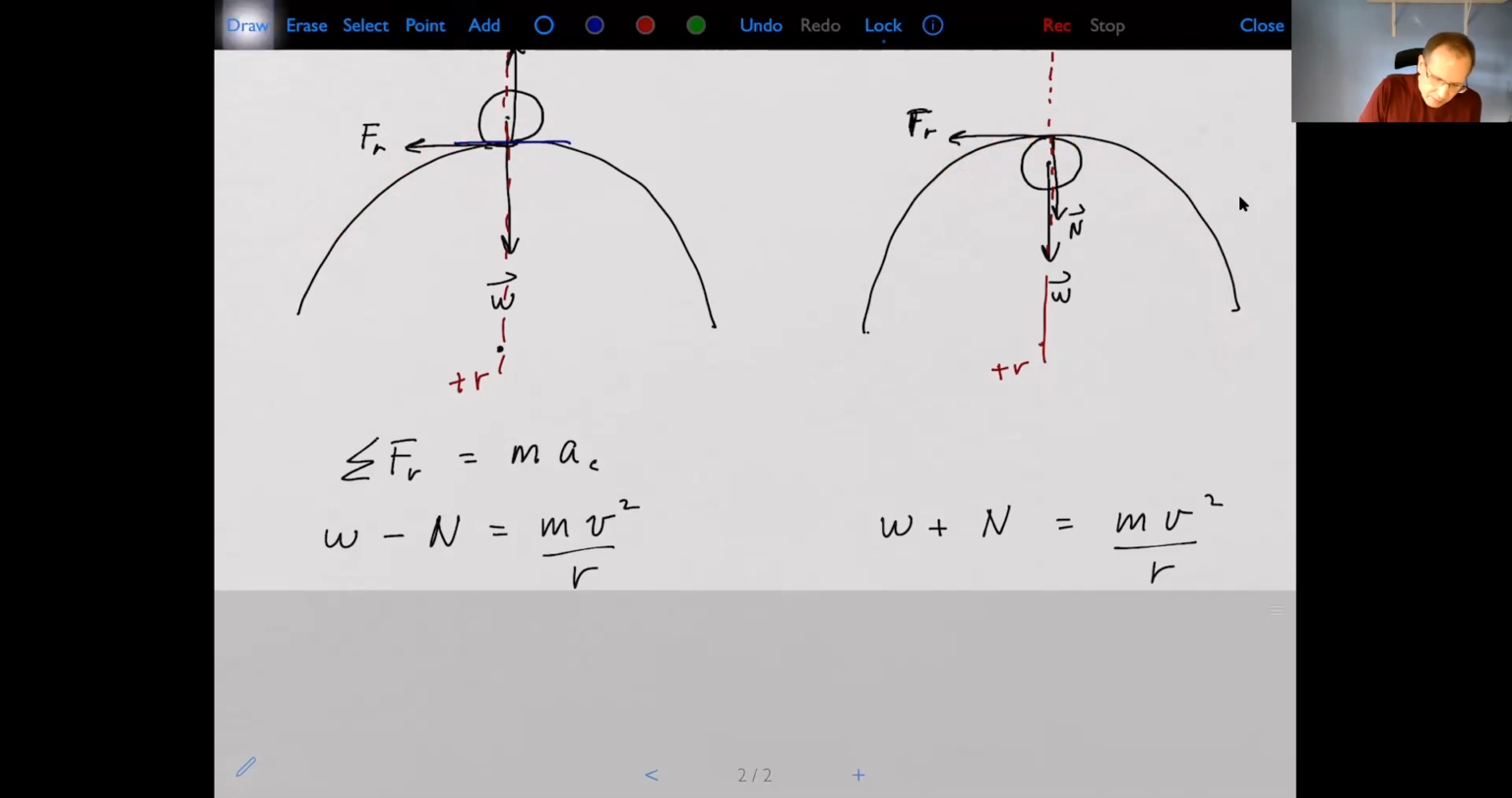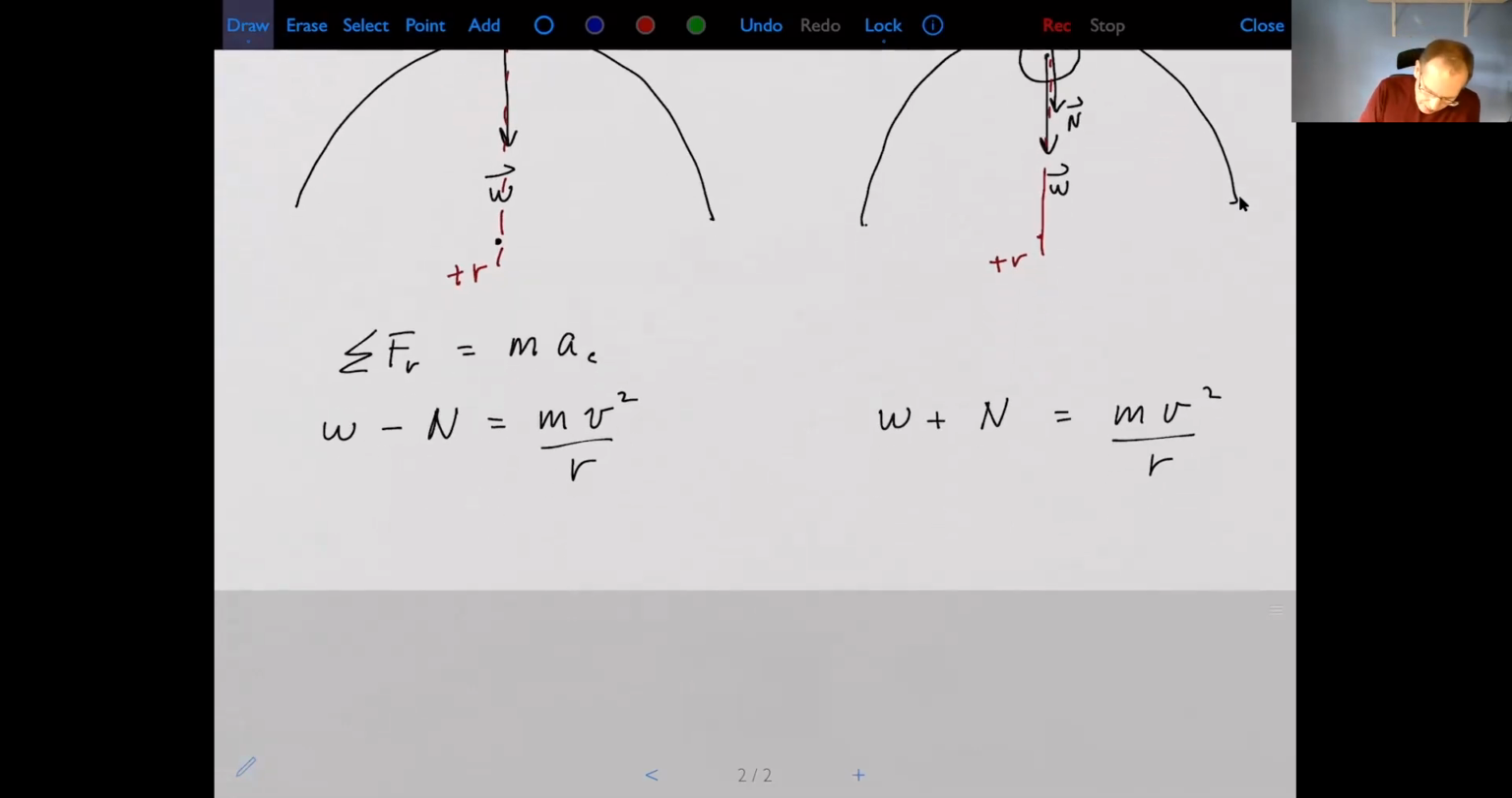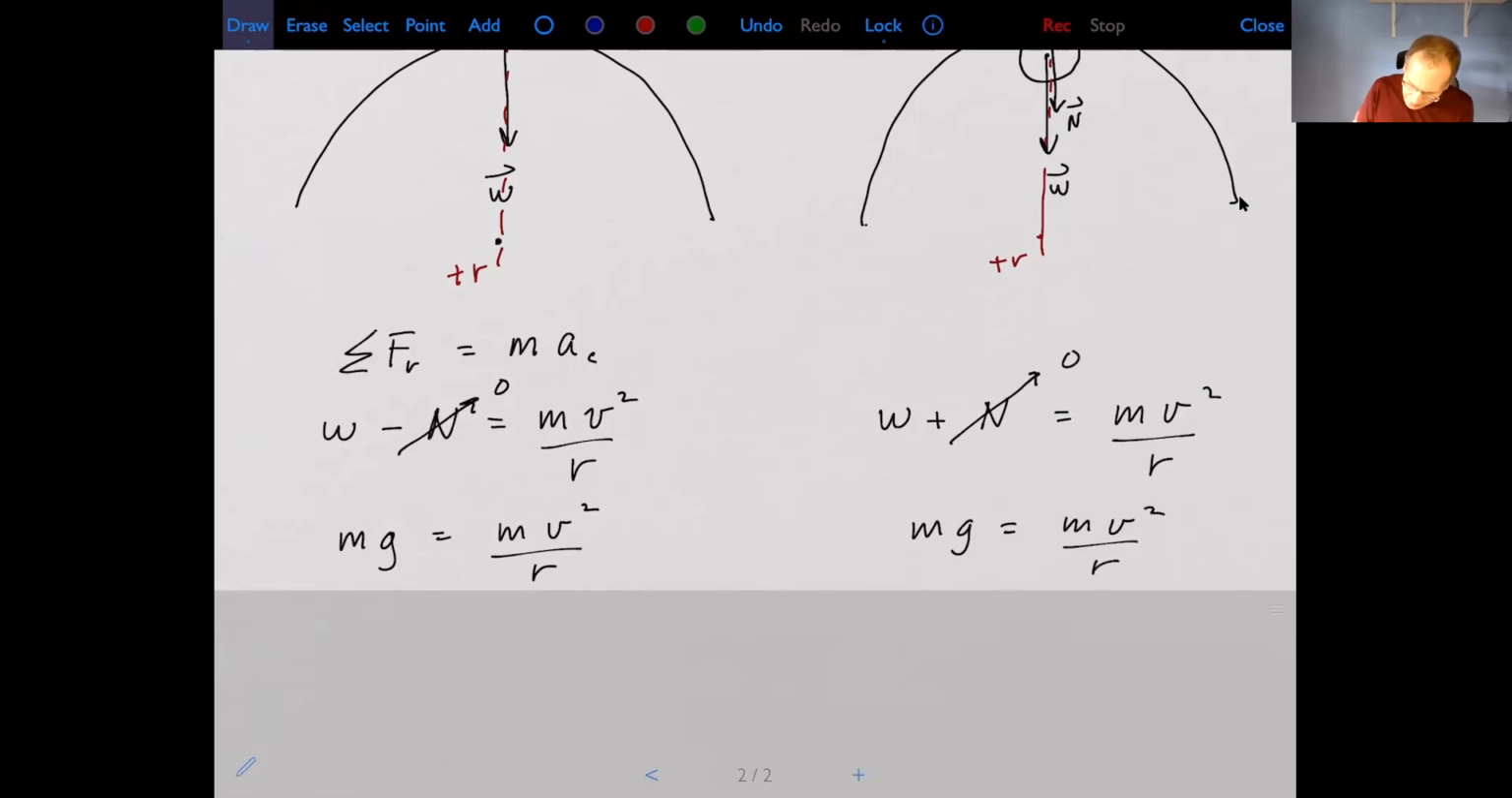So if it's just ready to lose contact with the surface, then what variable can I set equal to 0? What variable can I get rid of? Well, the normal force, right? If it loses contact with the surface, then there's no force that the surface exerts on the ball. So I have this set up so in both cases, the normal force here is going to be 0. So this normal force is 0. Now I can write the weight as mg. So in this case, I'm going to get exactly the same equation. It'll be the same equation in both cases.